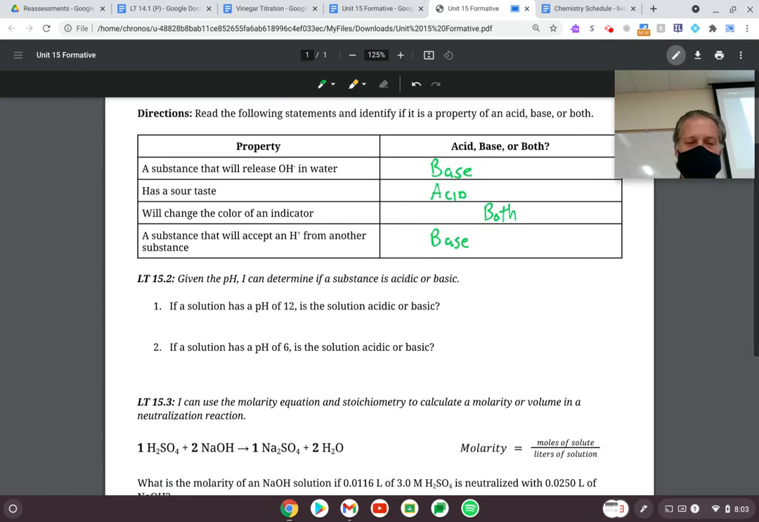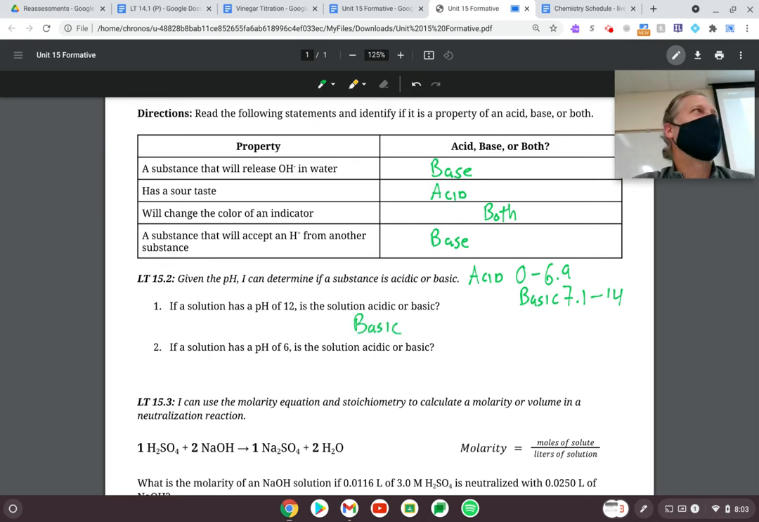And then the second thing we talked about was the range of pH and what it tells you about whether or not a solution is acidic or basic. So one of the things that we talked about was that if a solution is acidic, it has a pH range from 0 to like 6.9. And if a solution is basic, it has a pH range of like 7.1 to 14. So in the case of the first one, if a solution has a pH of 12, is it acidic or basic? Well, then that would be considered basic because it's greater than 7.